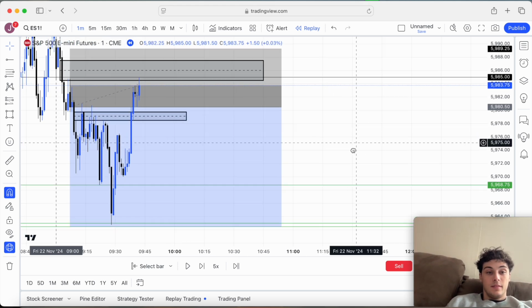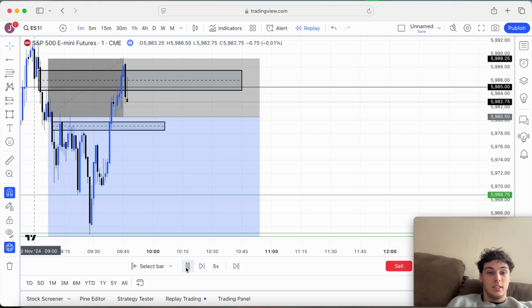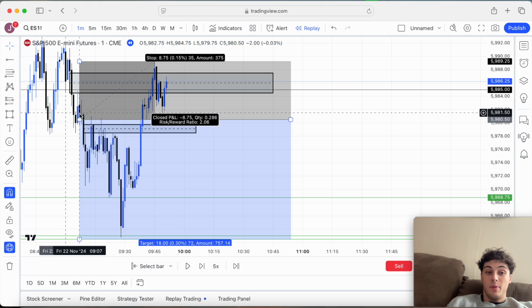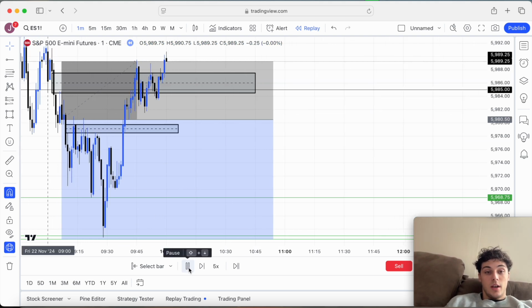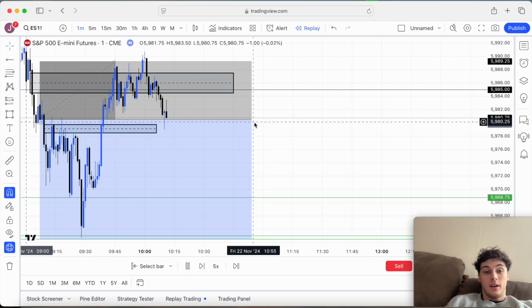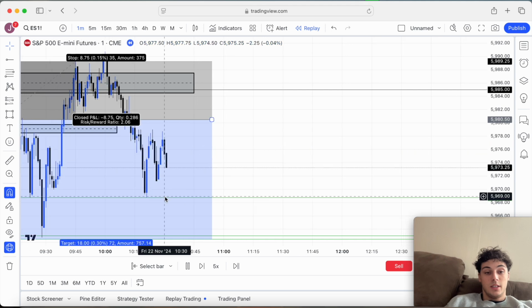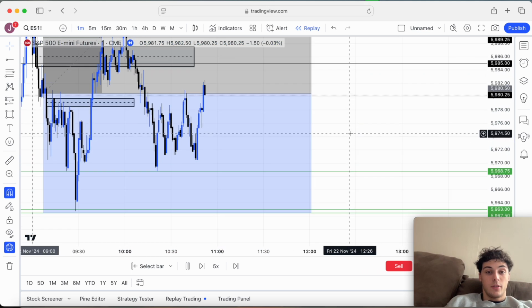And then, let's see how this plays out. It would have stopped everyone out here. If people have gotten in here, they would have stopped everyone out. And then it's probably going to go all the way back down. Hits TP1 again. I have no idea if it goes all the way down or not.